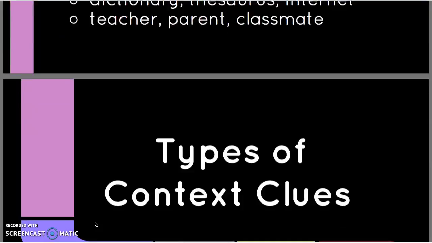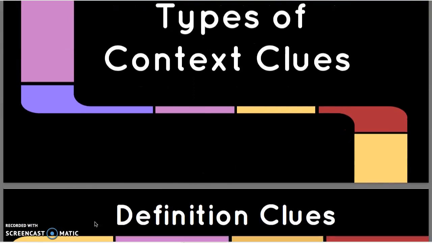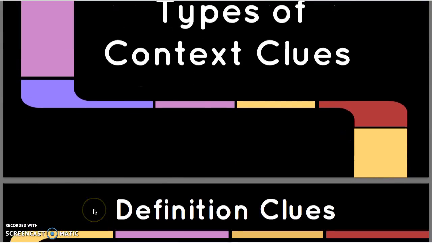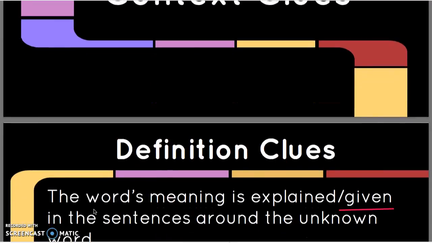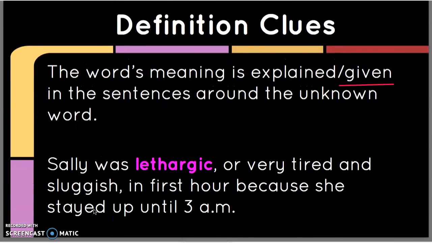We're not done yet. We have a couple more things to go through. Hang in there. Types of context clues. So not only are we recognizing what context clues are and using them to help us define unknown words, there are also different types of context clues. The first one is definition clues. The word's meaning is explained or given in the sentences around the unknown word.